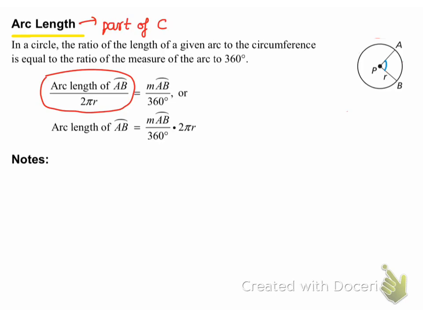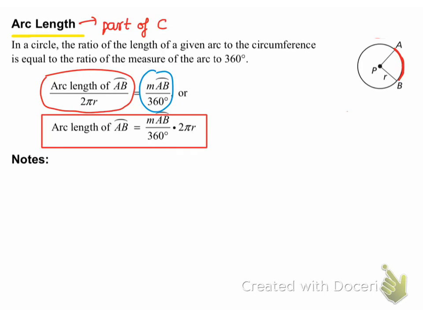Here, the angle is given. The measure of arc AB is the same as the central angle formed here, over the total angle, which is how much? Total is 360. So you just write down the expression here, but in order to do that, you just cross multiply or multiply by 2 pi r on both sides.